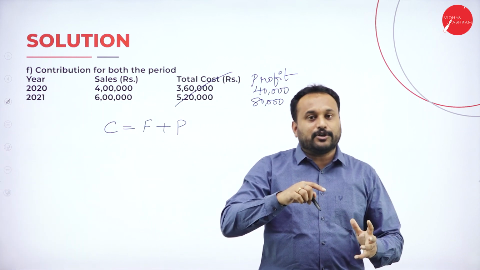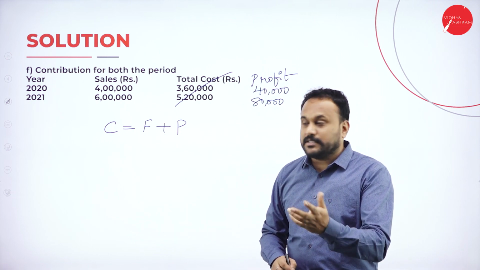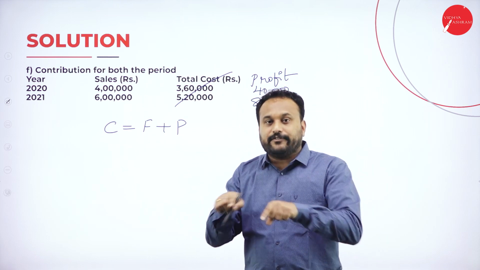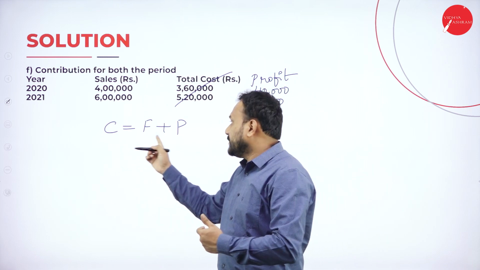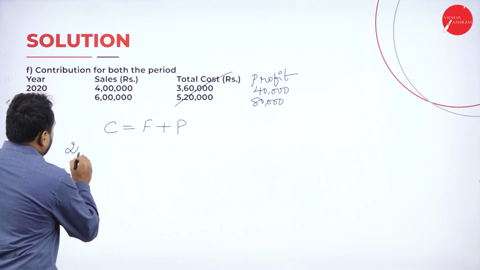Now, sir, C is equal to S minus V is also there, no? But here we don't have variable cost. You don't know contribution, you don't know variable cost, so we can't take that formula. That's the reason we go with this formula. So let's go with 2020 contribution.